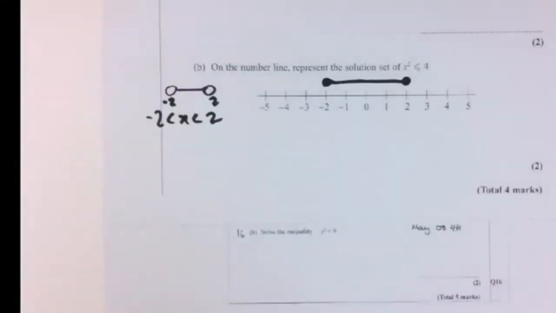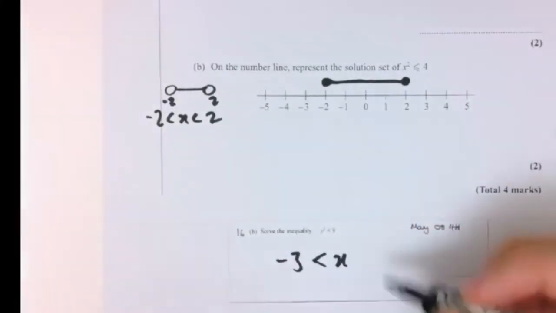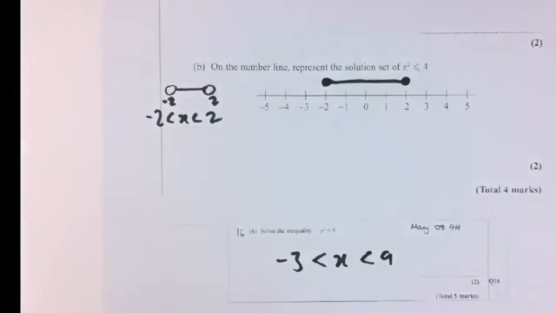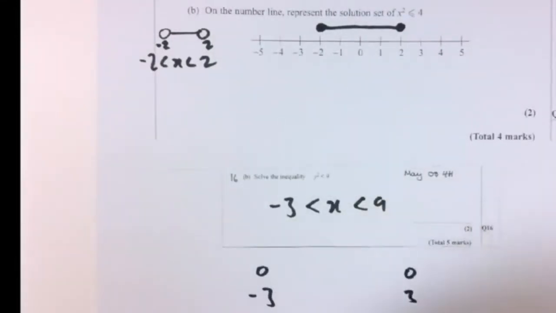Similarly, another one here. So where's y squared less than 9? Well, it's exactly the same idea. It's going to be between minus 3 and 3, but it's a strict inequality here. And if I was going to put that on the number line, then that would be between minus 3 and 3. And it would be all of those values in here.